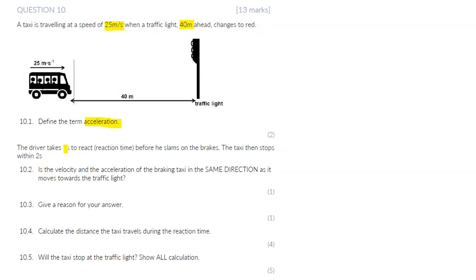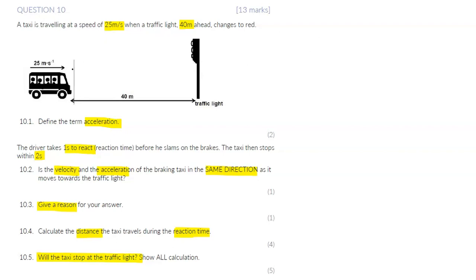The driver takes 1 second to react before he slams on the brakes. The taxi then stops within 2 seconds. Is the velocity and acceleration of the braking in the same direction as it moves toward the light? And then give a reason for your answer. Calculate the distance the taxi travels during the reaction time. And then will the taxi stop at the traffic light? Show all calculations.